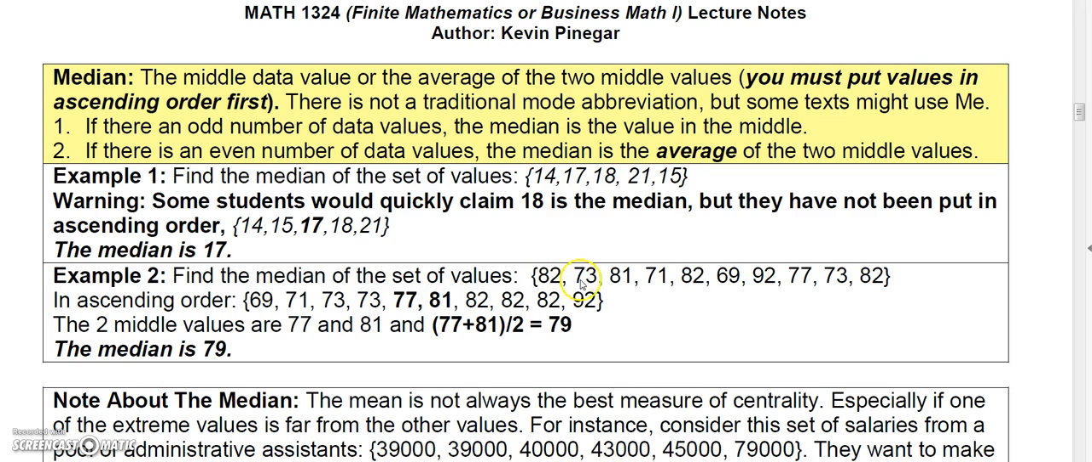Let's go back to my 10 test scores. Again, you want to take these 10 test scores and put them in order. And you can see I've put them in order from the smallest to the largest value. Notice that I actually have 2 middle scores here, 77 and 81. So in this case, the median would be the average of those 2 middle scores. So just add 77 to 81 divided by 2, and you get that the median is 79.